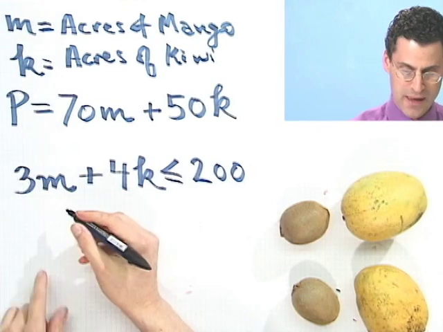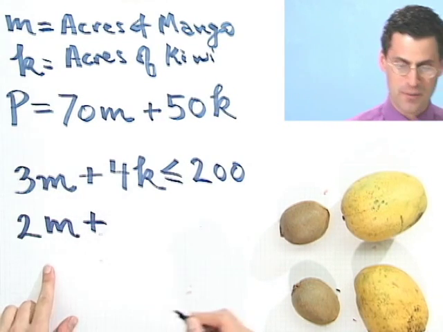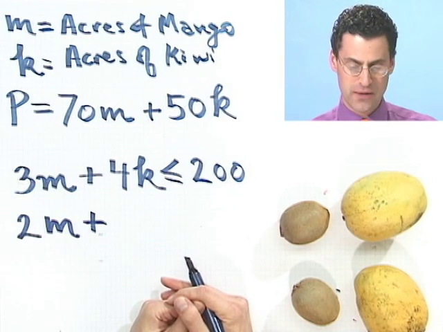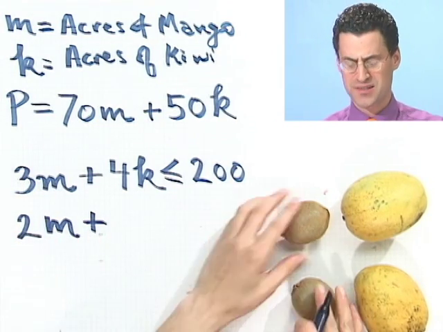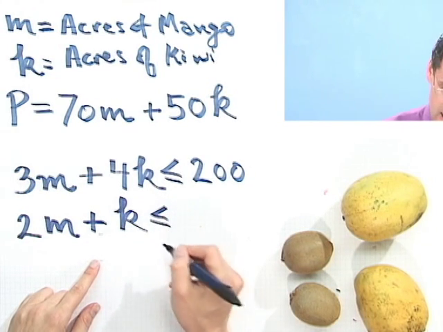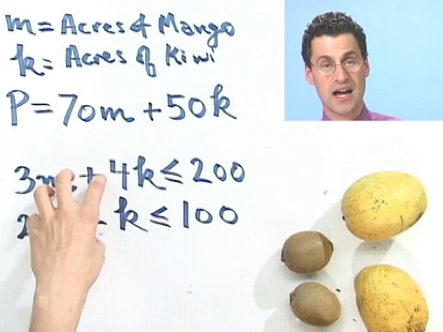Well, I have the tiller too. Now how does the tiller work? Well, I need 2 hours per acre for the mangoes, and so that's going to be 2m plus the number of hours I need times the number of acres for the kiwi. Well, I only need an hour of tilling for the kiwi because they're so small. Look how small they are. They're pathetically small, but beautifully delicious. Okay, so that's 1 hour for every acre, so that's just plus k. And how long do I have the tiller for? Only 100 hours.